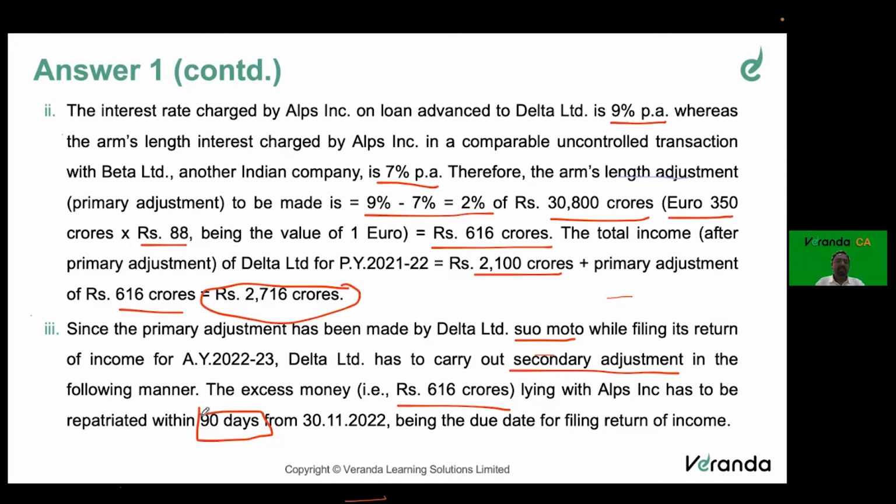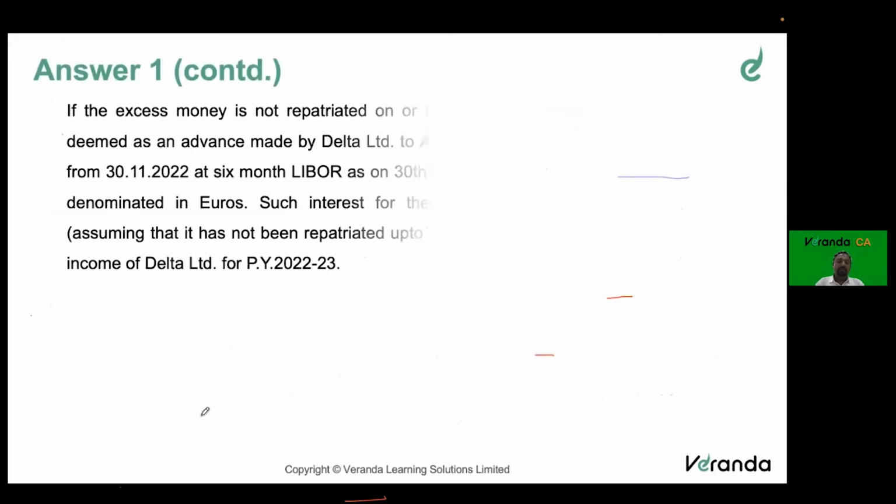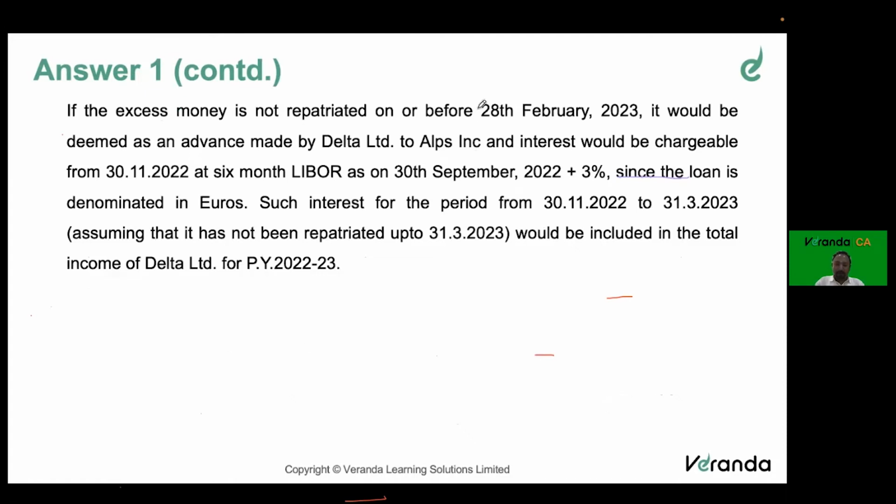So what is the 90th day? So if you actually see 3 months, right? So it is December, January, February. So you'll have to recover before 28 February 2023. If not, what happens if not?